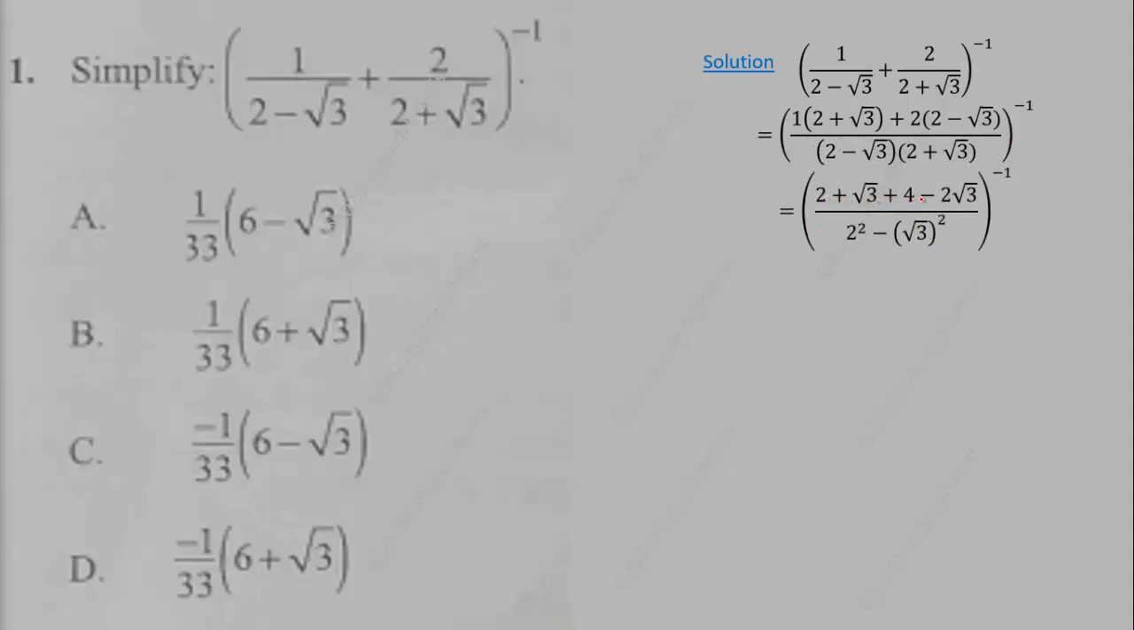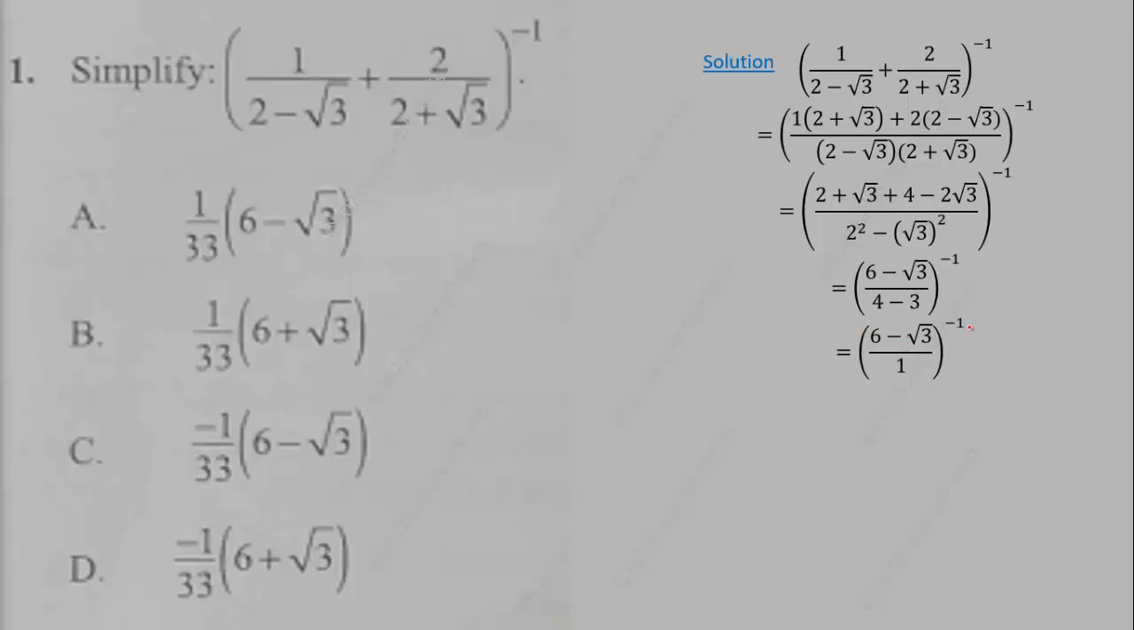We combine like terms here. 4 plus 2 is 6, then this and this. Root 3 minus 2 root 3 will give us negative root 3. So we have 6 minus root 3 over 4 minus 3.